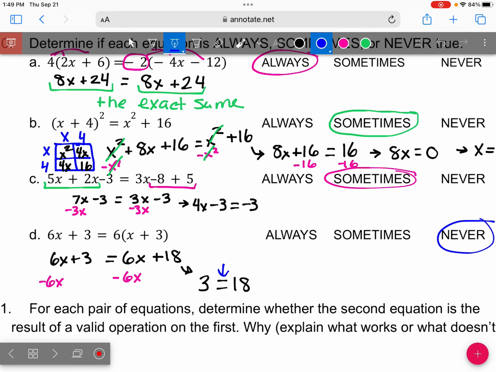Okay, so solving through this, trying to figure out if it only works when x is a certain number, then it's sometimes. If my x's cancel out and it's the same, it's always. My x's cancel out and it's different, it's never.